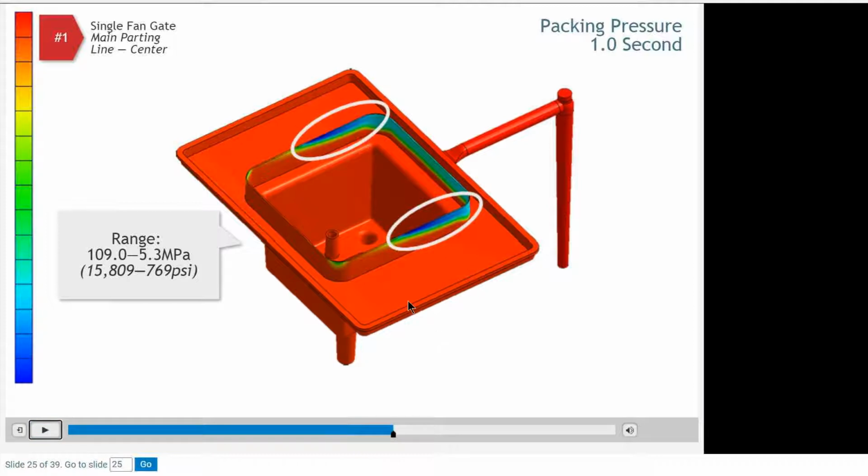This is very telling because in the packing phase, this is 1 second after we switch over from filling to packing. If we see a very low pressure here, that means this material is frozen or very close to being 100% frozen. So what that means is you can't pack it out.